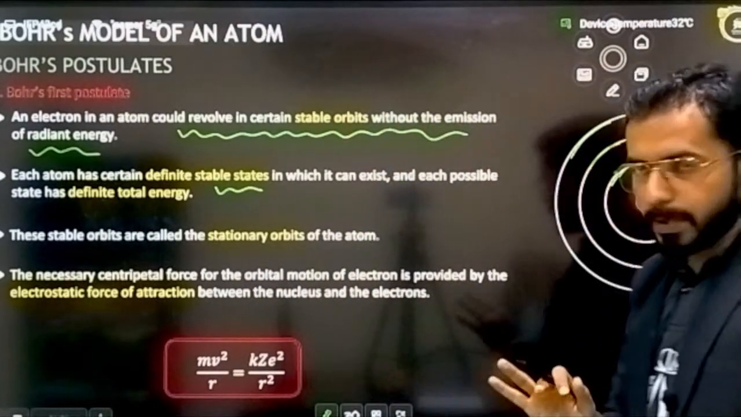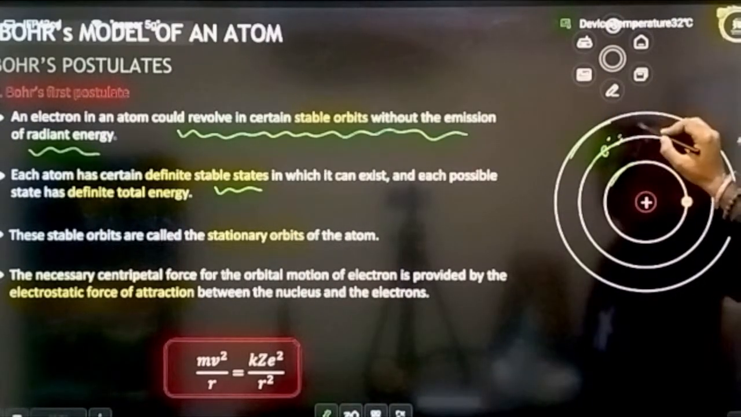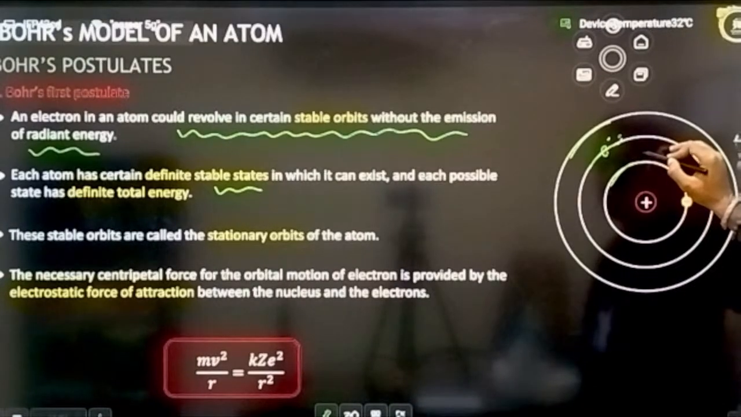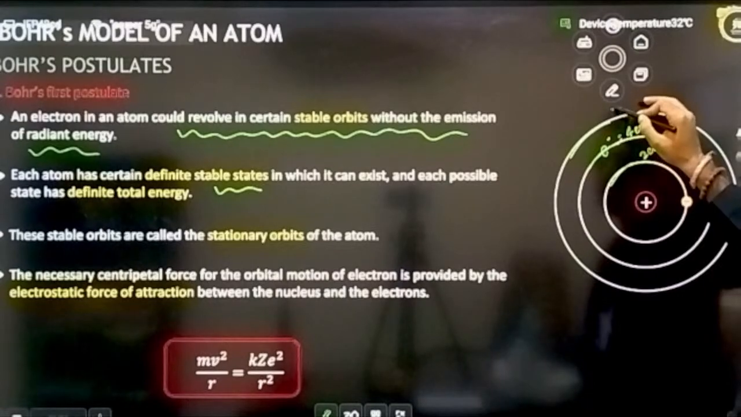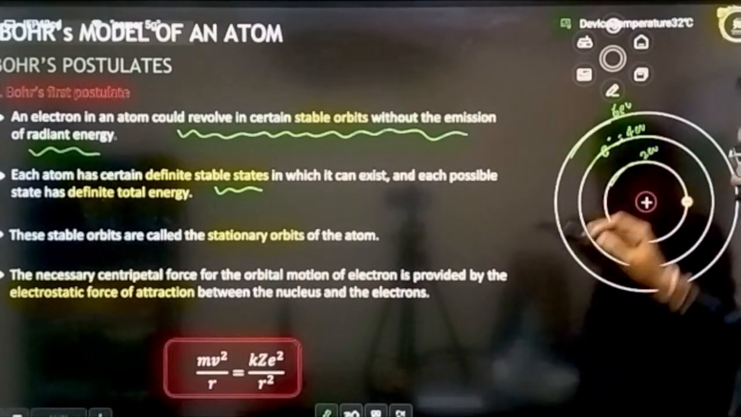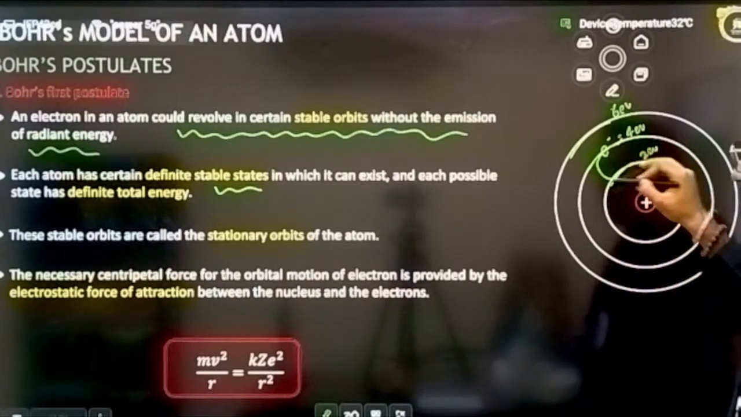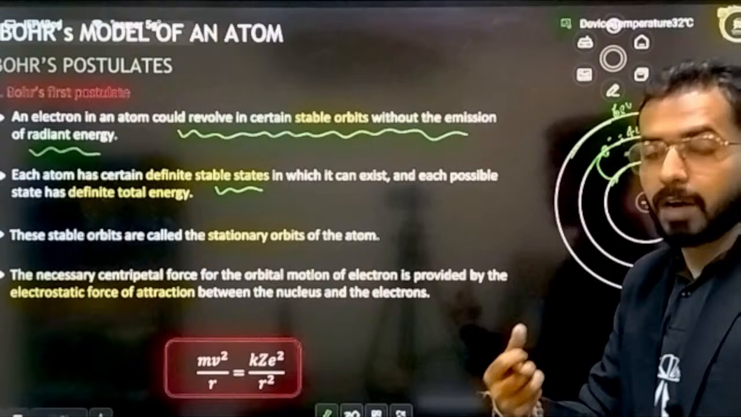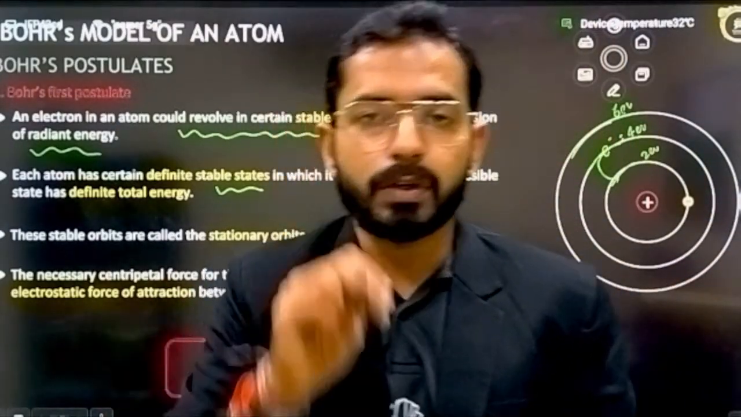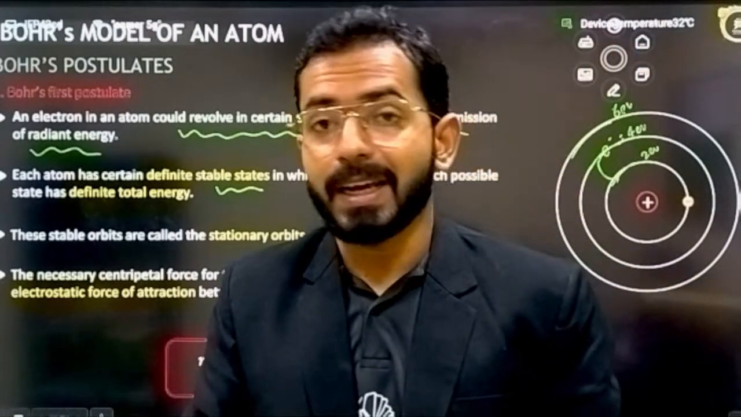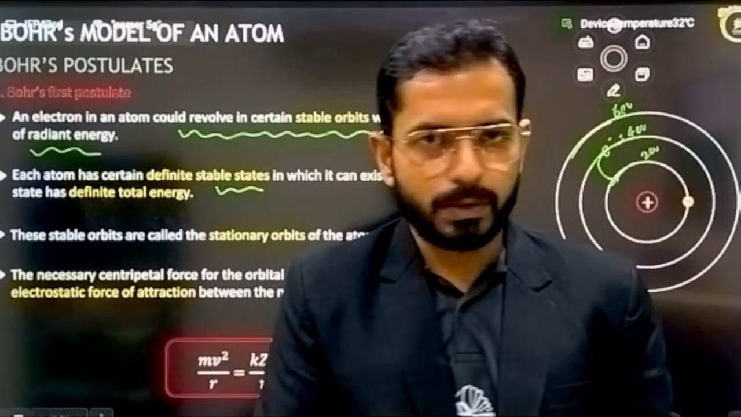So suppose an electron is moving here, in the higher excited state. Let's suppose the energy of this orbit is 2 electron volts, this one is 4 electron volts, and this one is 6 electron volts. What will happen if this electron has to come to this lower orbit? When it jumps from here to here, it will release energy equal to the difference of the energy levels of the two orbits. That means 4 minus 2, that is 2 electron volts of energy will be released, in terms of photons, because we are very aware of photons now.